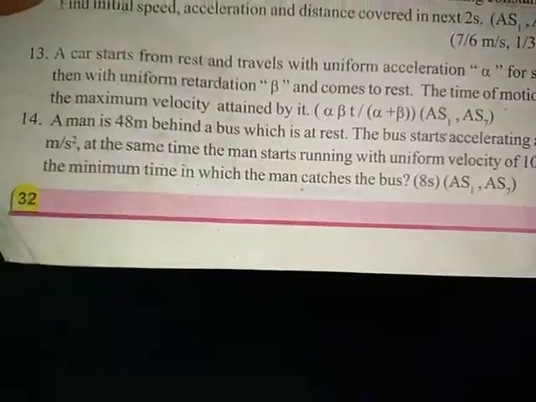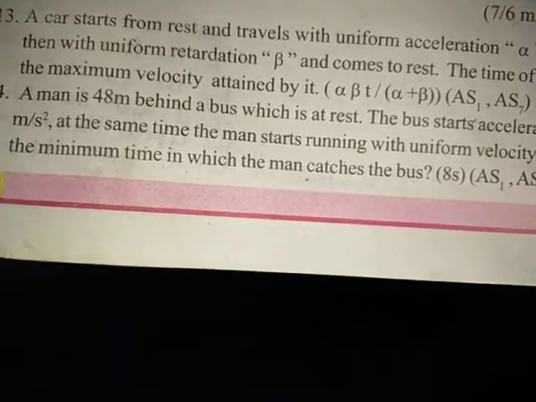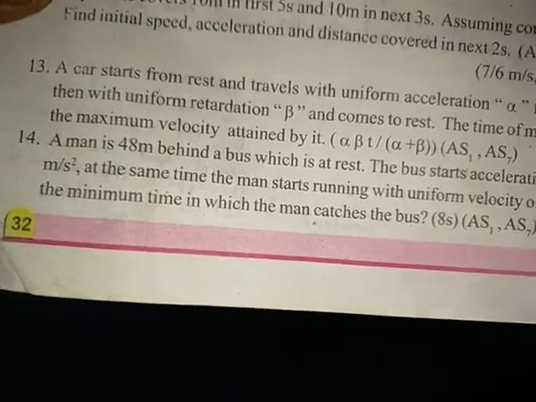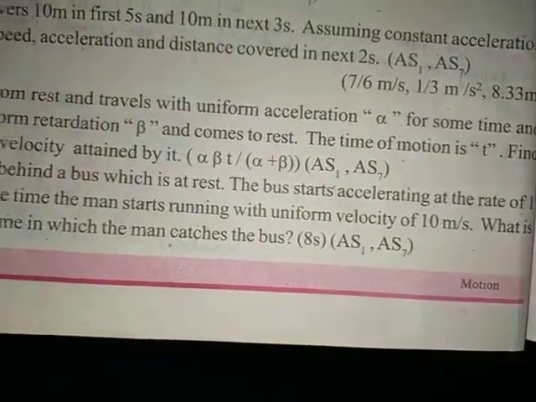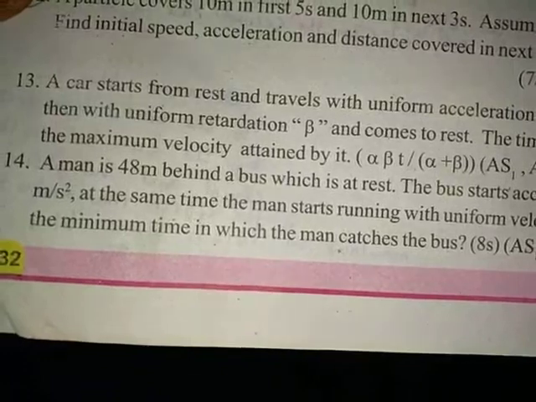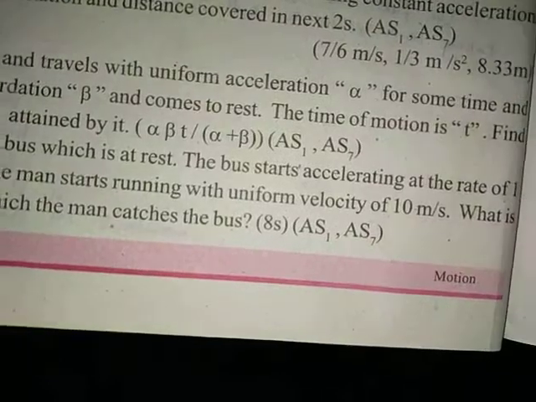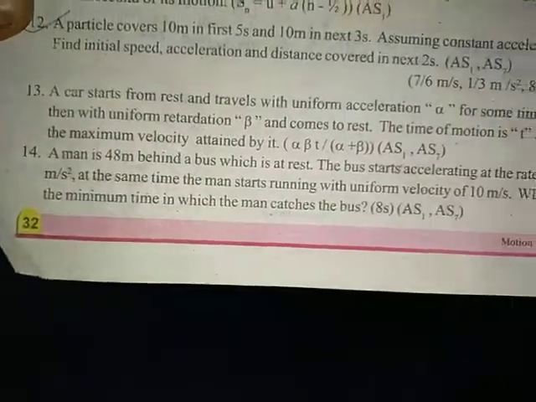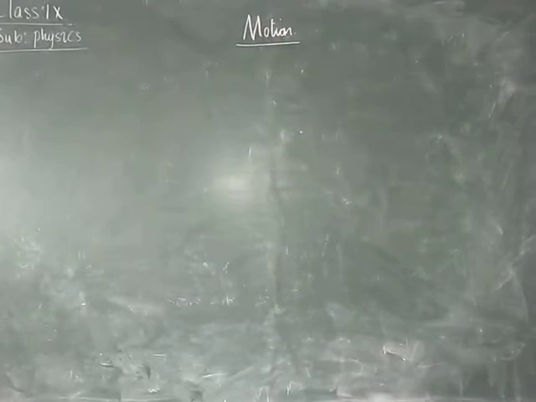Okay, children, just see the question here. A man is 48 meters behind a bus which is at rest. Here a bus is there, and behind the bus a man is there. The bus starts accelerating at the rate of 1 meter per second square. The bus starts moving, and at the same time the man also starts running with a uniform velocity of 10 meters per second. He is asking what is the minimum time in which the man catches the bus.